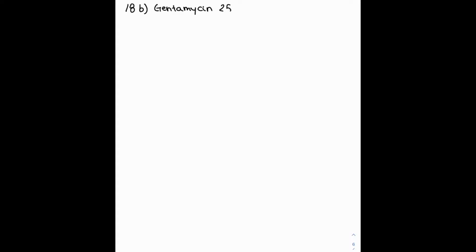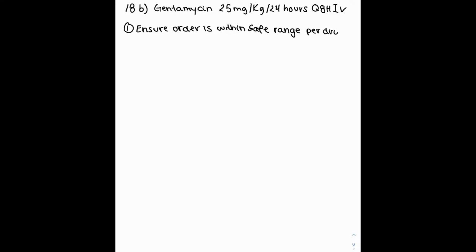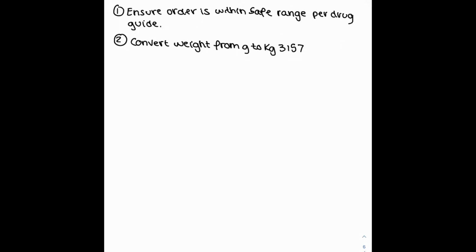Moving along to our next question, we're talking about gentamicin. Our formula is known to be 25 milligrams per kilogram per 24 hours, and this is Q8H IV. Both meds are IV. So first we're going to check our orders again in reference with our drug guide, any monographs, any other resources that are pertinent to administering IV medications.